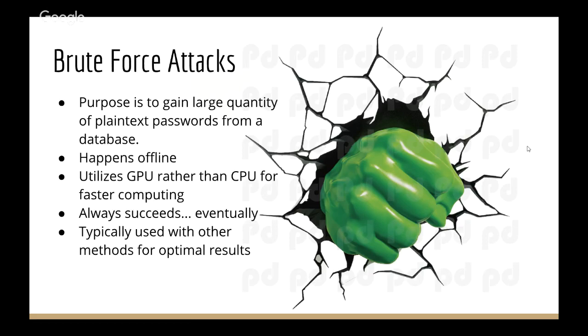Now, because this requires them to get the information first, it actually happens offline. They don't need to do it online and try it against the password login. And it utilizes the GPU, the graphics processing unit, rather than the CPU, because the graphics processor has faster computing power.